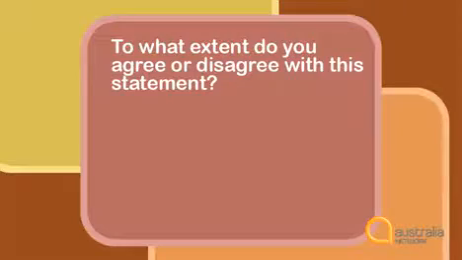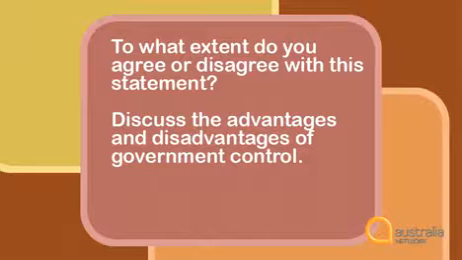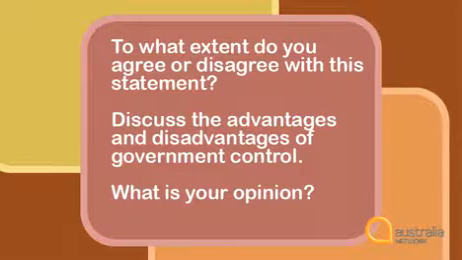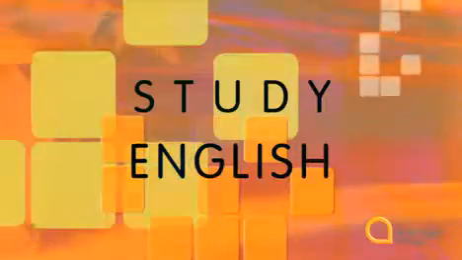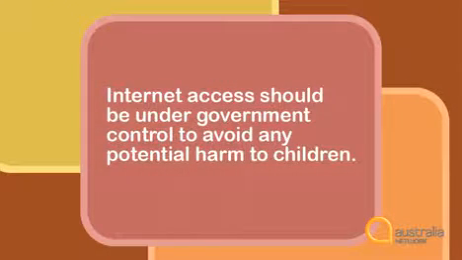Often, the question task tests whether you can present two sides of an issue, compare opinions, and justify your view, such as these. To what extent do you agree or disagree with this statement? Or, discuss the advantages and disadvantages of government control. Or, what is your opinion? Here's the question topic again. Internet access should be under government control to avoid any potential harm to children. Let's look more closely at some question tasks for it.